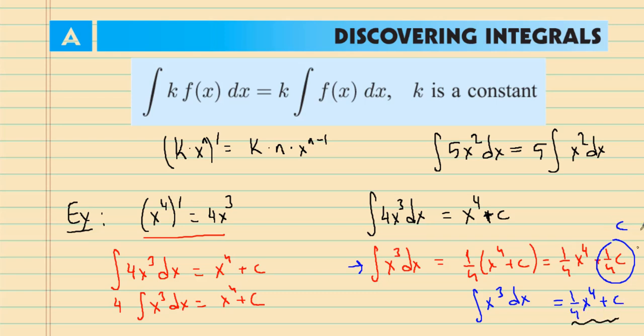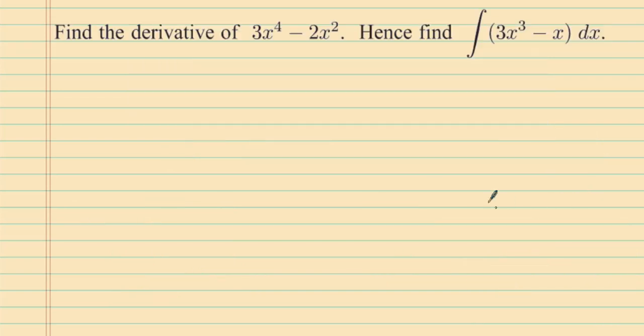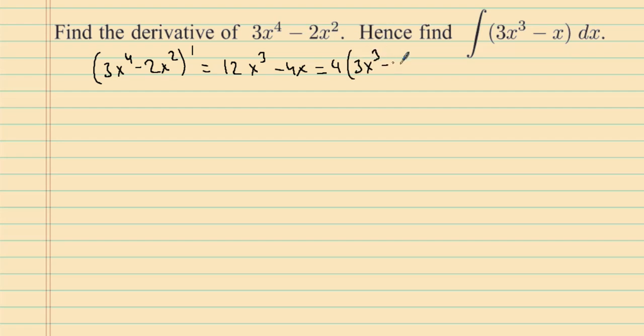Let's see some examples now from your book. They first ask you to find the derivative of this function. Let's find it quickly. It will be 12x cubed minus 4x. Now in integration they ask you for 3x cubed minus x. Let's try to make a relationship between these two functions. If I rewrite it as 3x cubed minus x, now you see these two parts look similar.